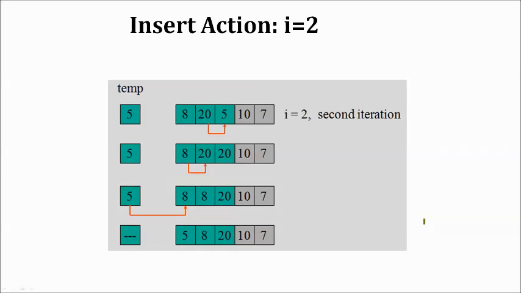Next, since 8 and 20 are in the correct place, we're going to move on to the next array. So it's an increment of plus 1: array 1 and then array 2. Next, compare 20 and 5. Is 20 greater than 5? Since yes, we have to swap.